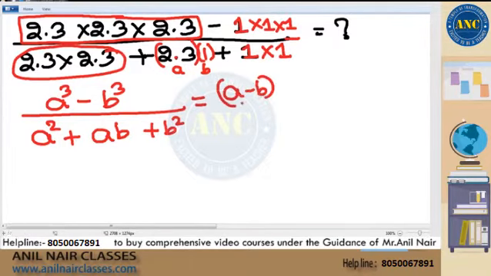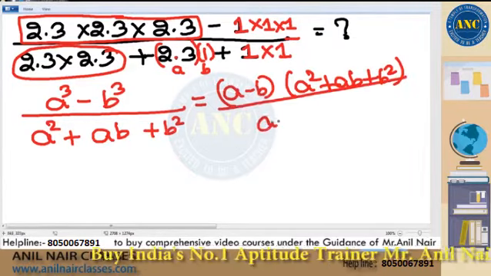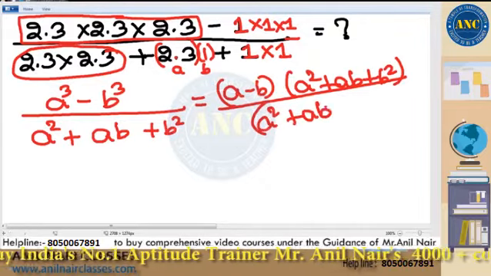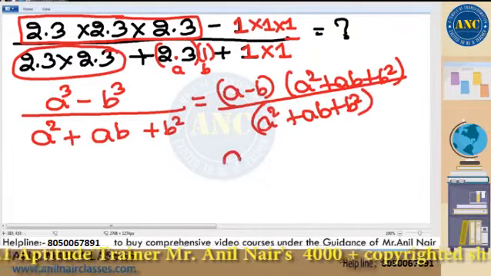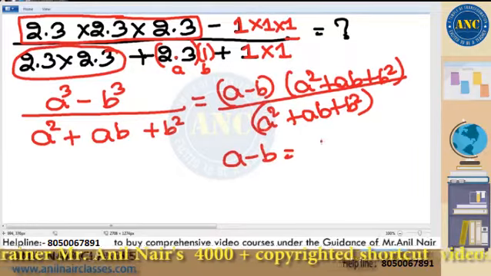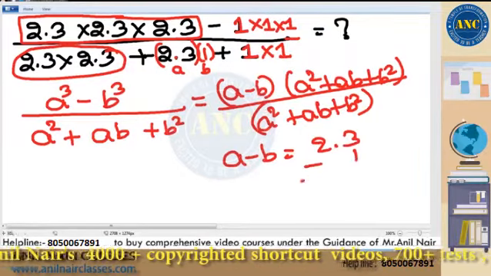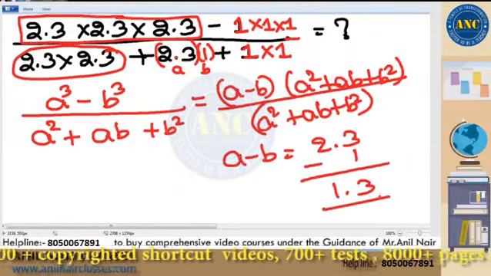It is a minus b into a square plus ab plus b square, and the denominator is also a square plus ab plus b square. They both will cancel off. You are left with only one term, which is a minus b. a is 2.3, b is 1. Subtraction is 1.3.